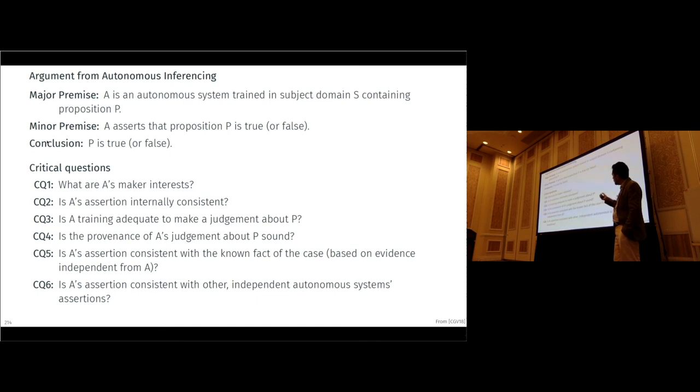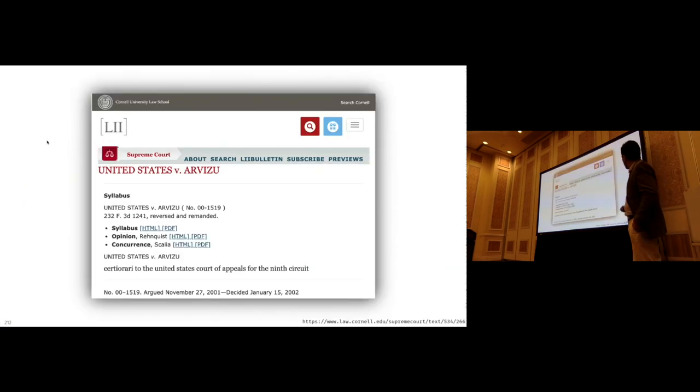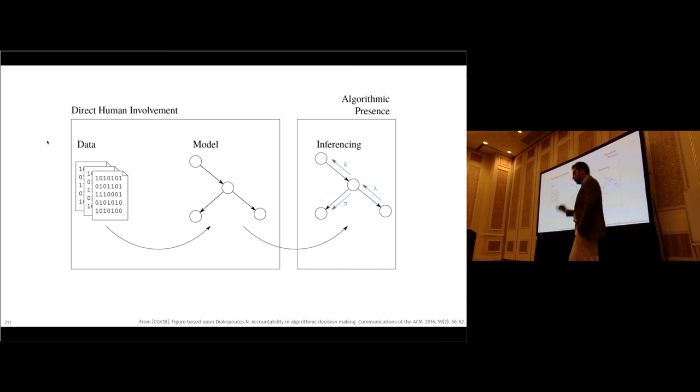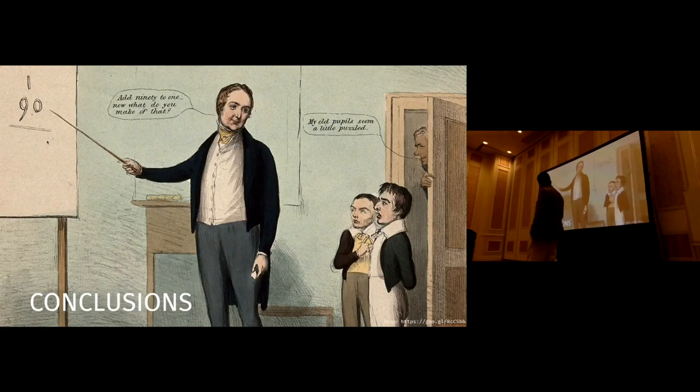Are assertions of this autonomous system internally consistent? Were there other arguments that the same autonomous system made that might be conflicting with this one in particular? Is the provenance of the judgment of this autonomous system about P sound? So we are advocating the use of provenance of information, of the training set, and of the inferencing procedure as well. So all of this is a possible way to make sure that humans are aware of an algorithmic presence at the level of inferencing out of an autonomous system.